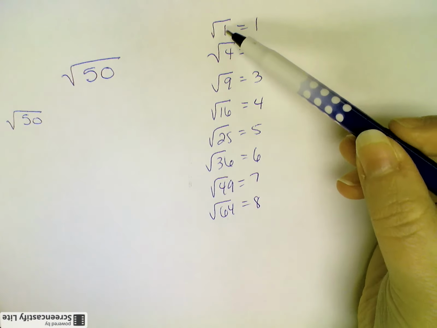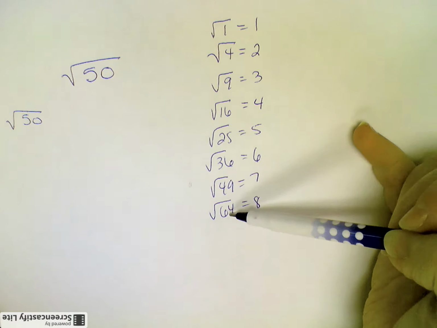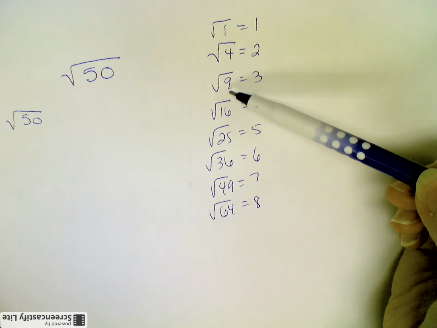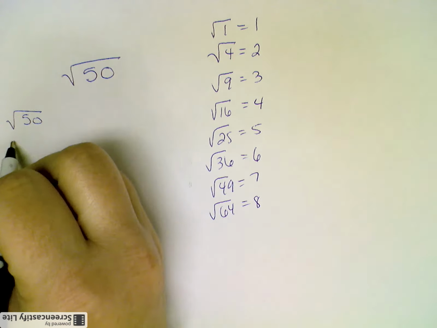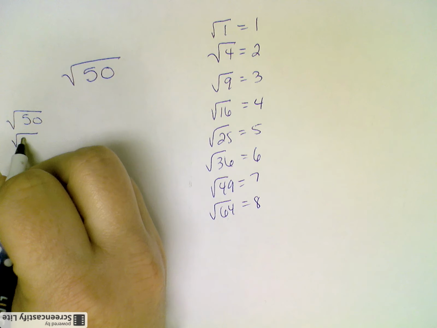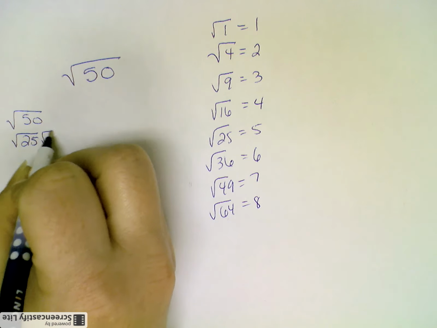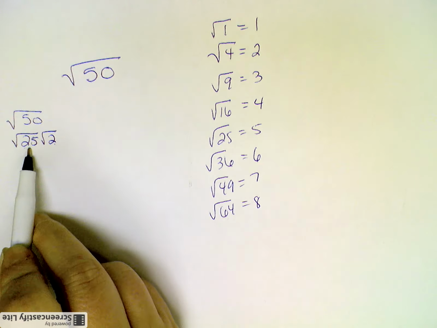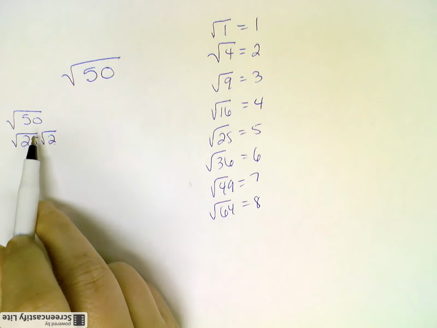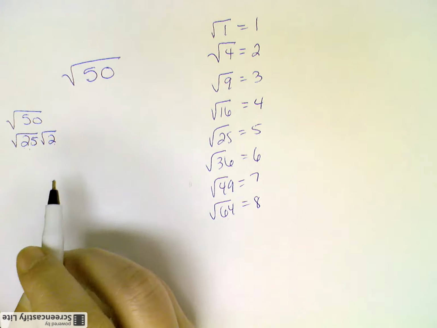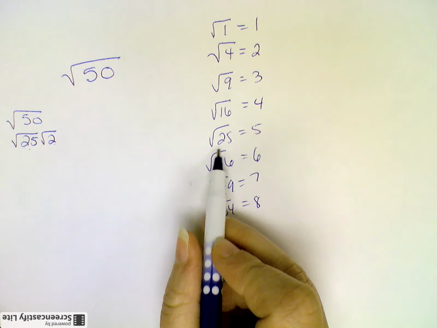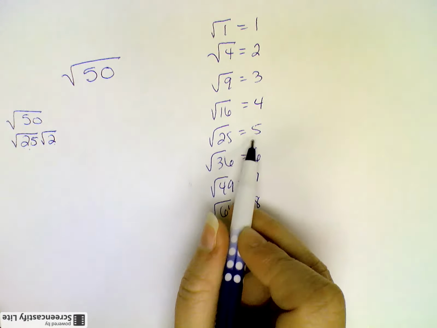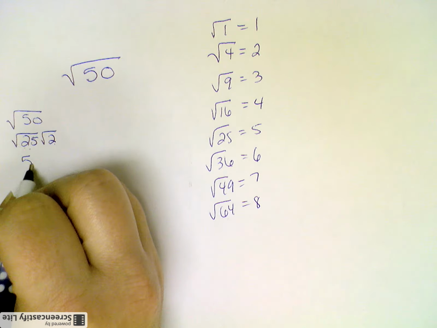If I look down this column, I'm looking for a number that divides evenly into 50, and I can see that 25 divides evenly into 50. So I'm going to simplify the square root of 50 into the square root of 25 times 2. So this is my perfect square. This is what it multiplies by to get 50. And then the square root of 25, we picked that because it's a perfect square, comes outside of the radical as a 5.